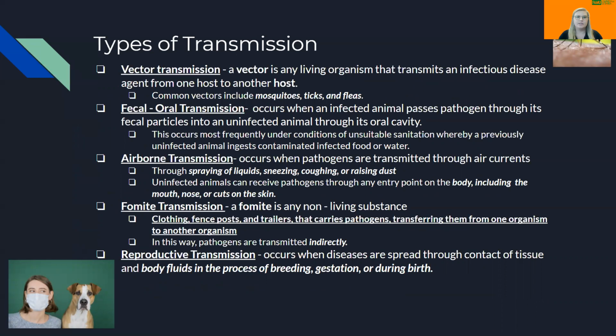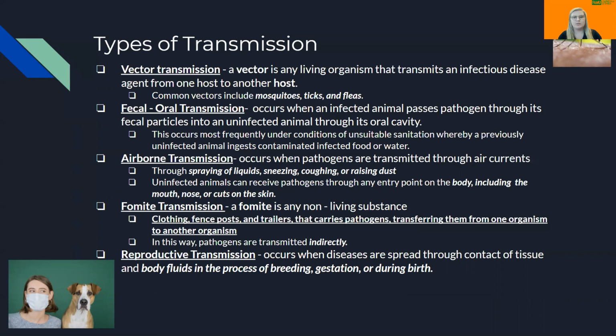So there's vector transmission. A vector is any living organism that transmits an infectious disease agent from one host to another. So the most common vectors are going to be mosquitoes, ticks, fleas. Those are extremely popular in Florida. There's skeeters everywhere. So it's really important to understand that those are vectors and they could be carrying diseases for your pets, your animals, and you.